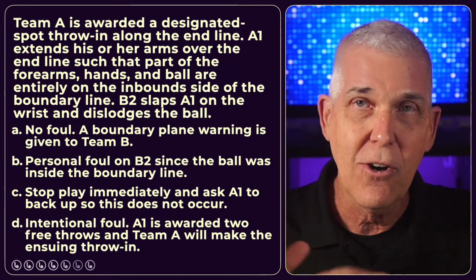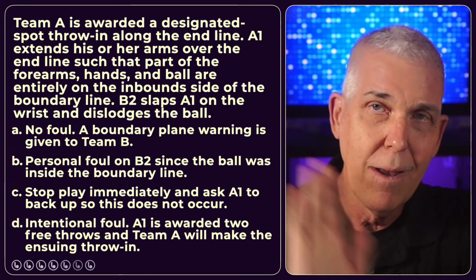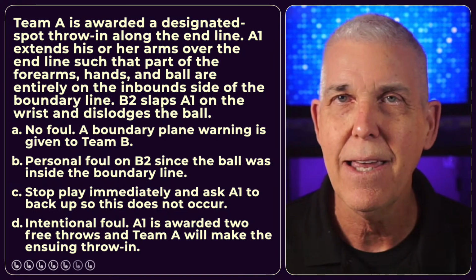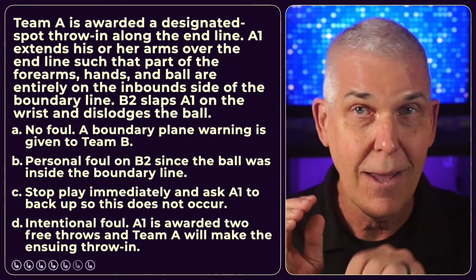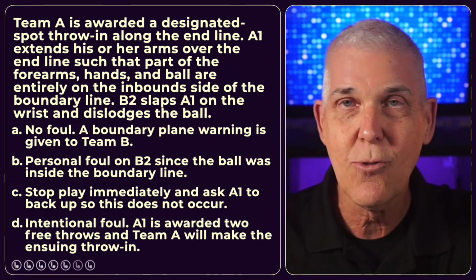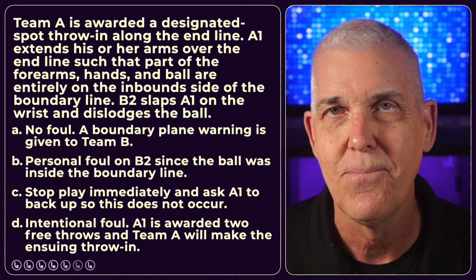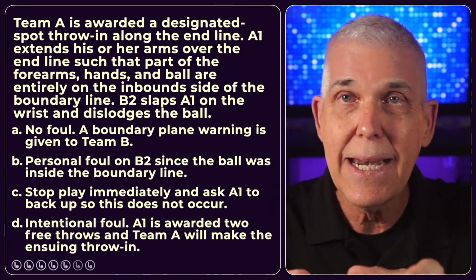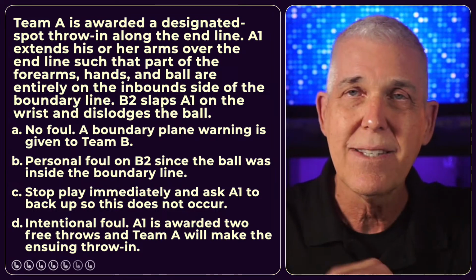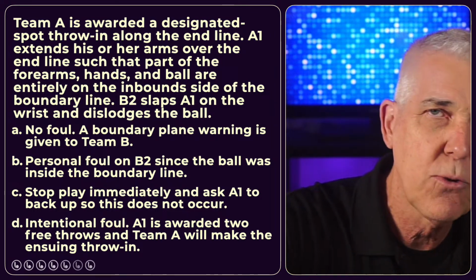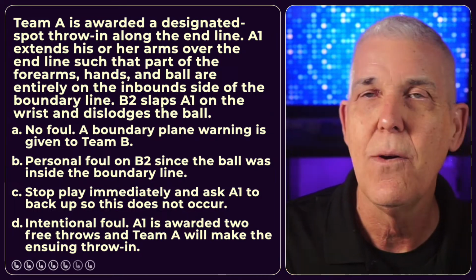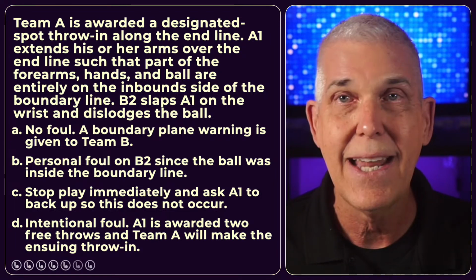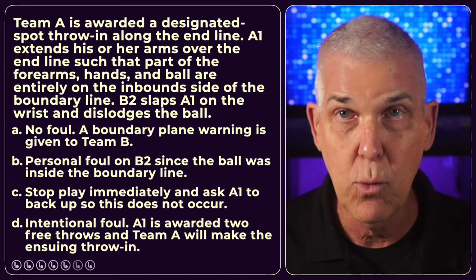And then the defender, the opponent of the thrower, contacts the thrower. Okay, what's the penalty when a defender contacts the thrower? Have to know that. That's an intentional foul by rule. But wait a minute, he extended his arms through. Doesn't the defender have to reach through the boundary plane and do that? No. If the defender illegally contacts the thrower, that is an intentional foul by rule.